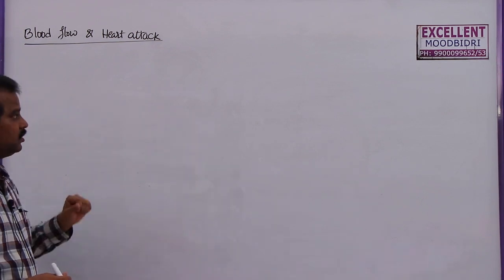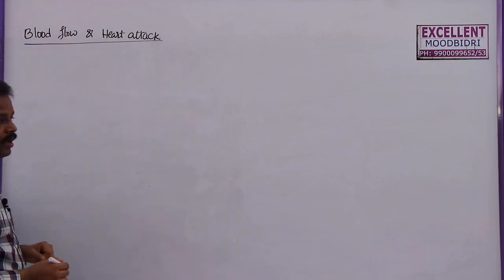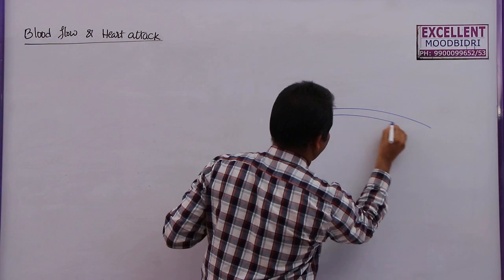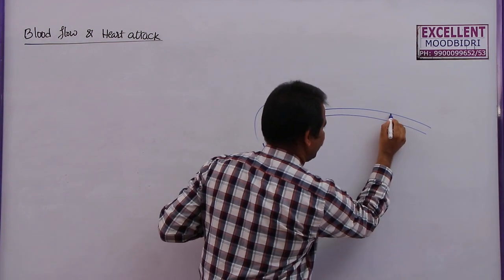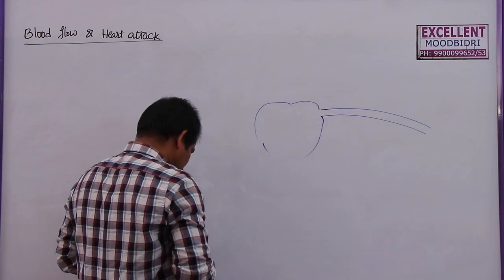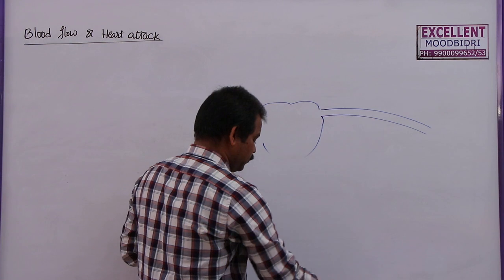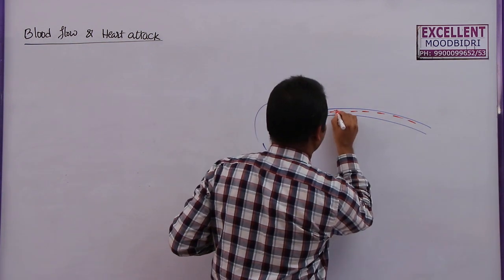Continuation of Bernoulli's theorem applications. So this is blood flow and a heart attack. If you take the artery that is going from the heart, whenever plaque accumulates inside this artery, generally for a healthy human, the blood flows in this direction.